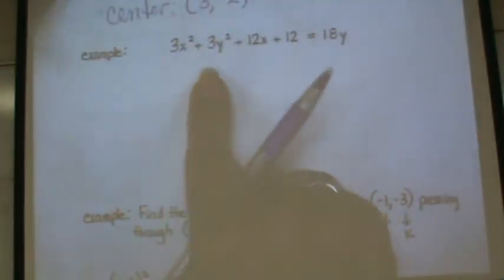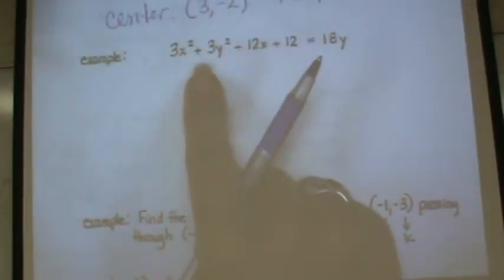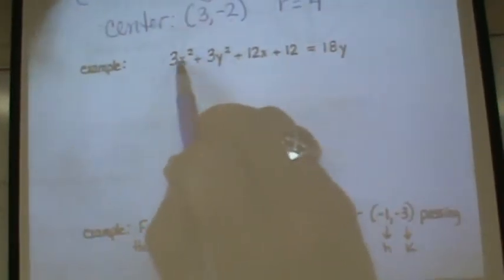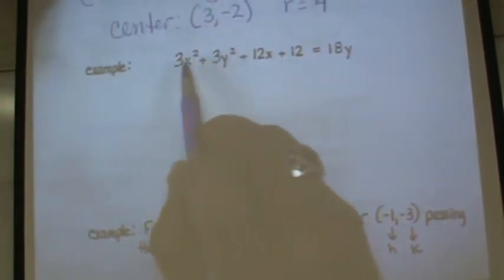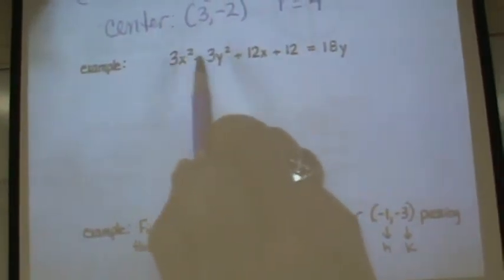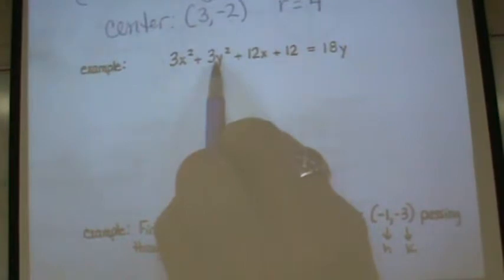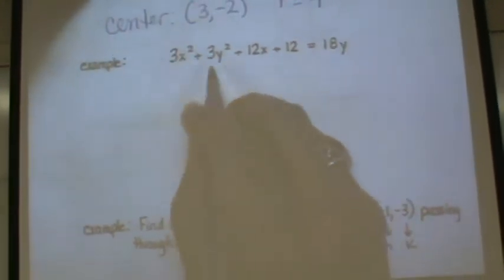Now, how do I know the difference between a circle and an ellipse? These two numbers are the same. If these two were different, if one was a 3 and one was, let's say, a 6, it would be an ellipse. But right now, they're the same.